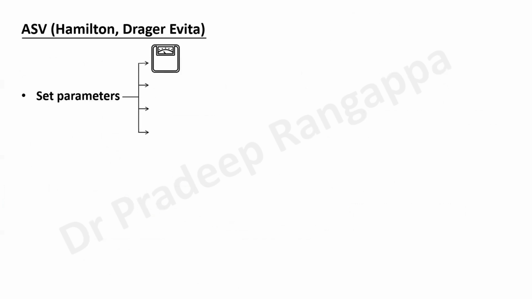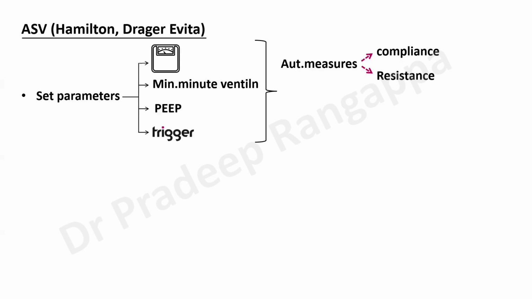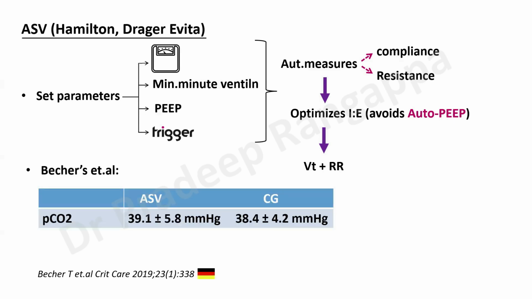The parameters that we set in adaptive support ventilation are body weight, the minute ventilation we are intending to achieve, the PEEP that we need, and the trigger, and the ventilator automatically measures the compliance and resistance. And here, the most important is the end inspiratory pause I said, the ventilator is doing. It optimizes the inspiratory and expiratory ratio, avoids auto PEEP, and it sets the tidal volume and respiratory rate by plotting the graph to achieve the set minute ventilation. So the ventilator is doing pretty much everything for you based on the patient's needs.